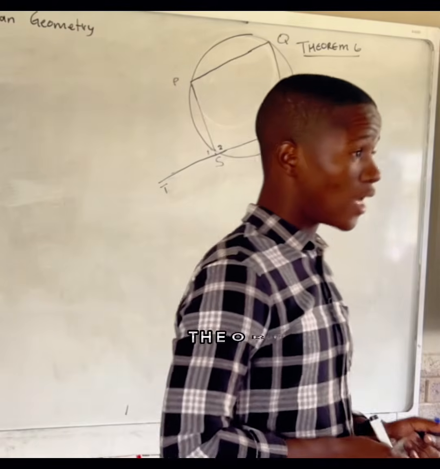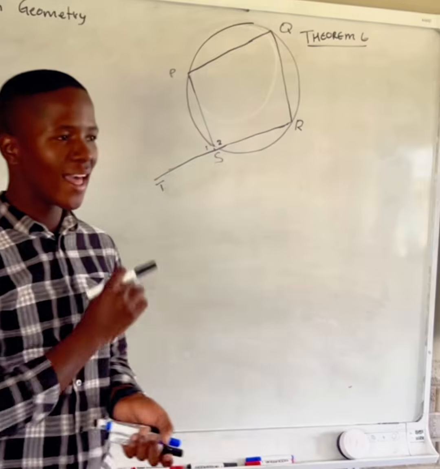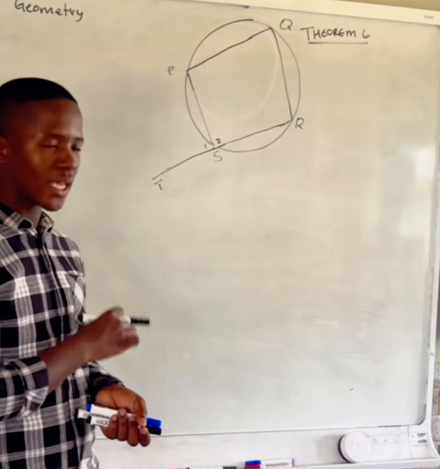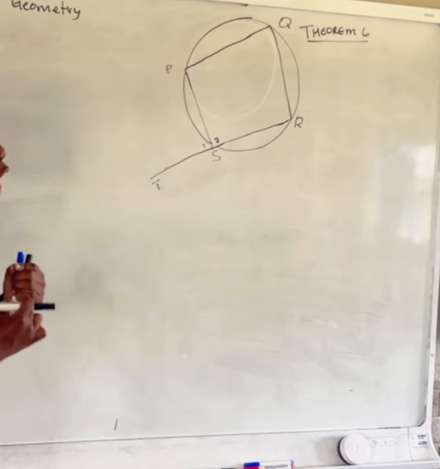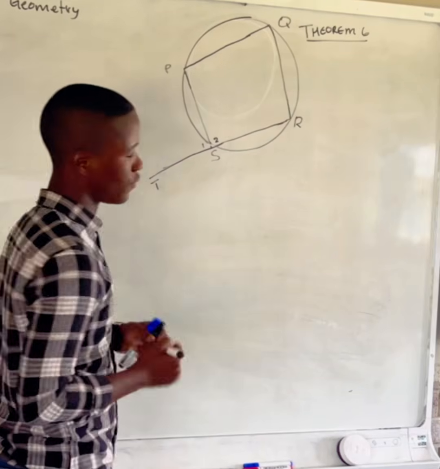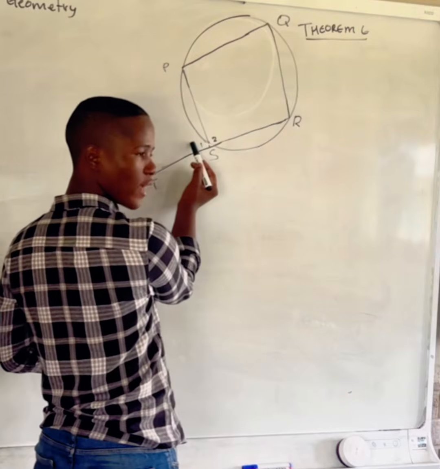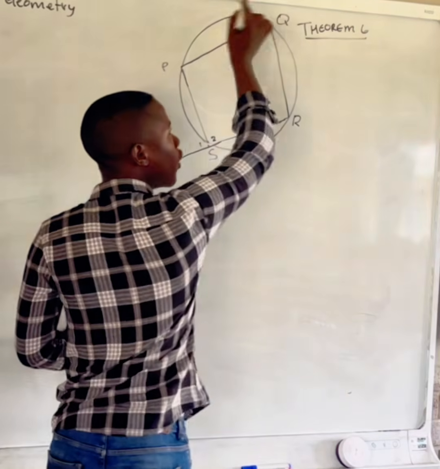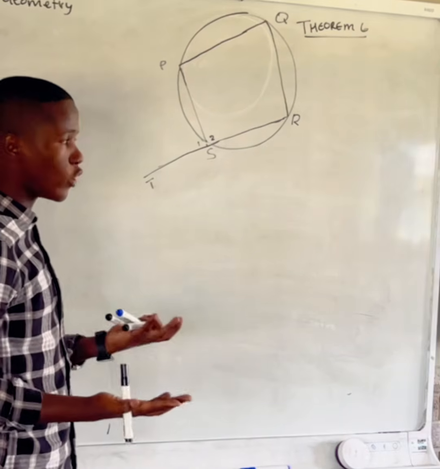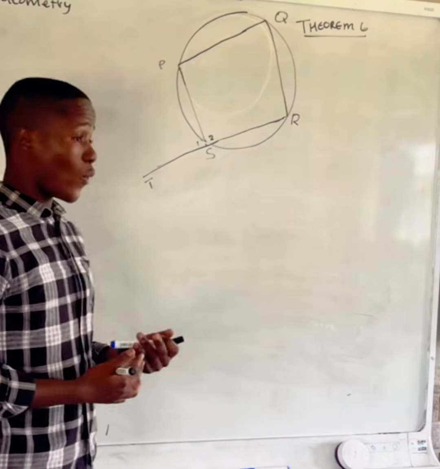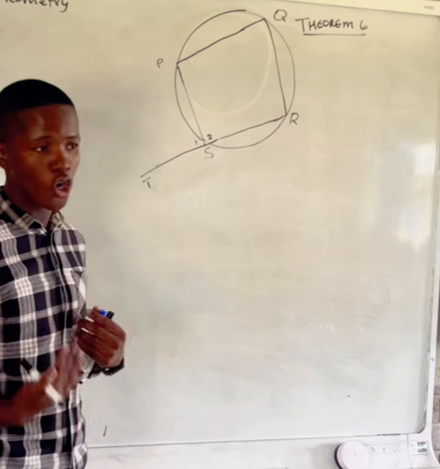Theorem 6 states that an exterior angle of a cyclic quadrilateral is equal to the interior opposite angle. It states that this particular angle, which is your S1, is equal to your angle Q. That is what it states, but obviously, because we're here now, we are required to actually prove whether that is true or not.